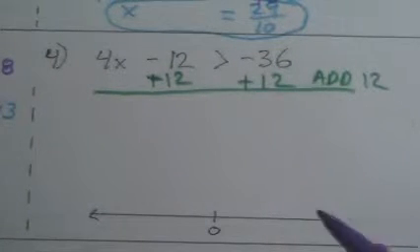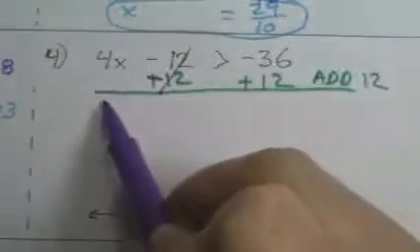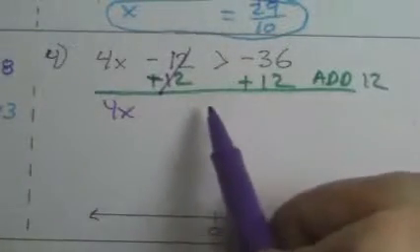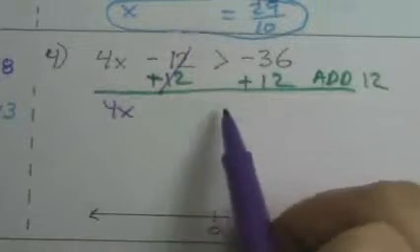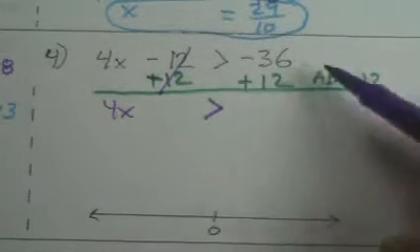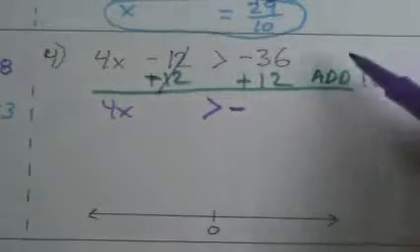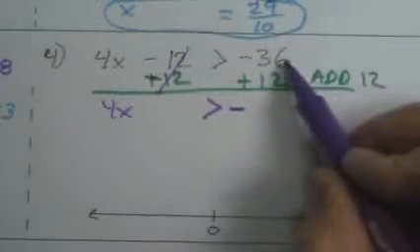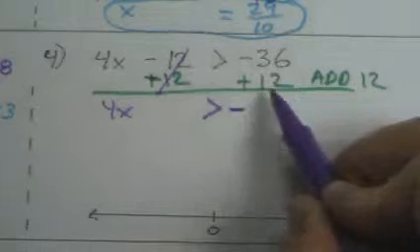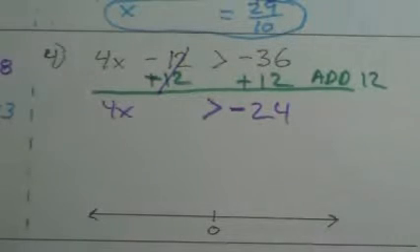Okay, and that's going to leave me, this is gone, with 4x. I didn't multiply or divide by a negative. These are different signs, so you have to subtract. There's more negative, so it's going to be negative. Now I subtract it, and I'm going to end up with negative 24.